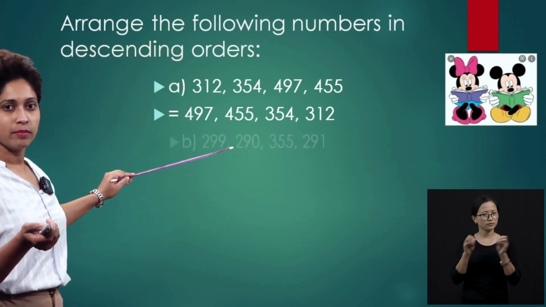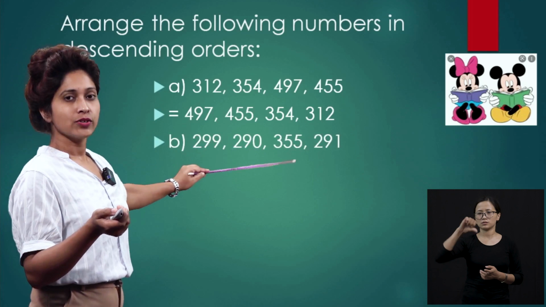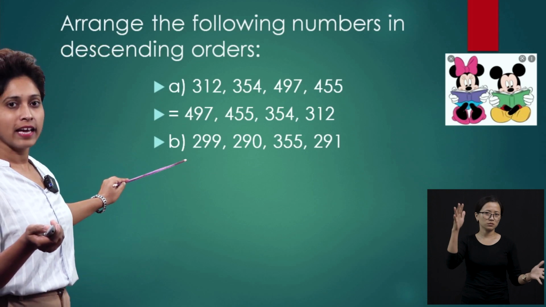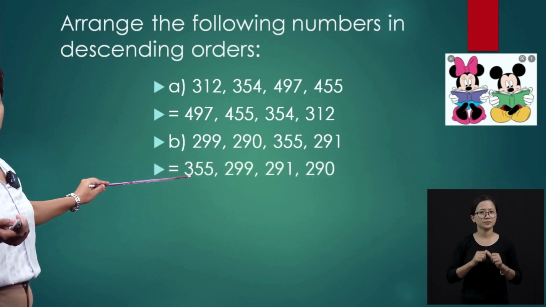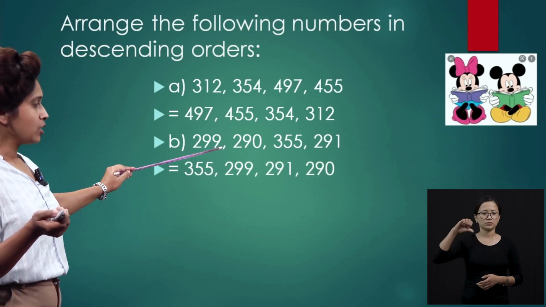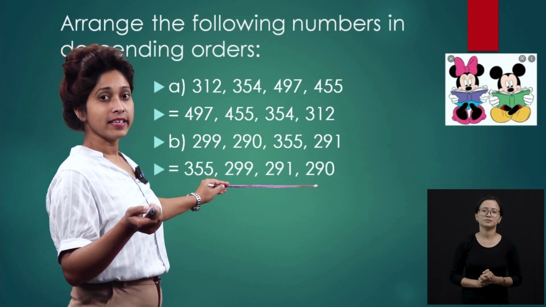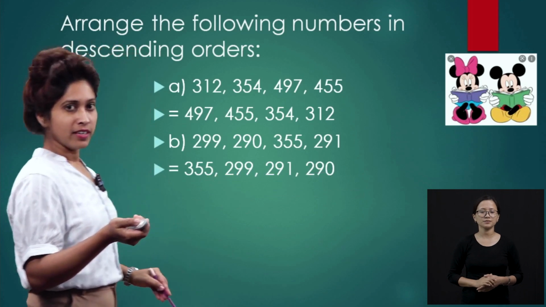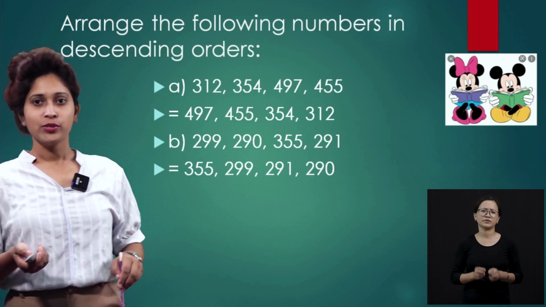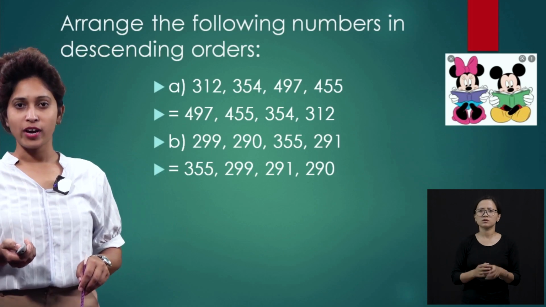Let's move to the next set. That is 299, 290, 355, and 291, right? So which is the biggest among them, children? The biggest is 355. Then you have 299, right? Then you have 291. Then the last one is 290. Is it easy or very difficult? Very easy, right? You can do it very easily and score the marks during your test and exam, right?